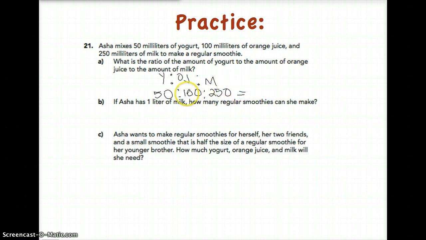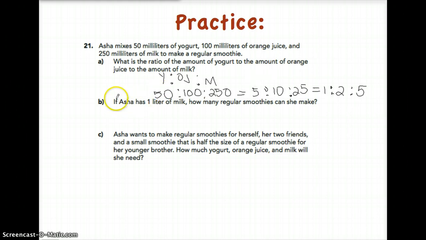Let's reduce by, let's divide each one by 10, so we take off the 0. So it turns into 5 to 10 to 25, and it has to stay in the same order, remember. So we can reduce again. It looks like we can divide by 5, so this turns into 1, because 5 divided by 5 is 1. 10 divided by 5, this is a 2. 25 divided by 5, this turns into 5, and so this is the ratio of the amount of yogurt to the amount of orange juice to the amount of milk.